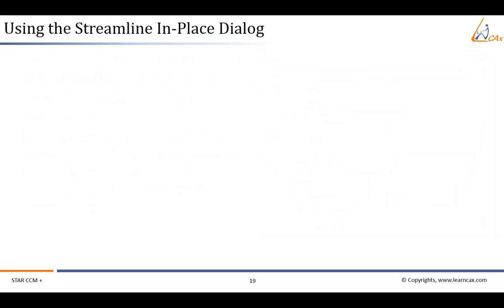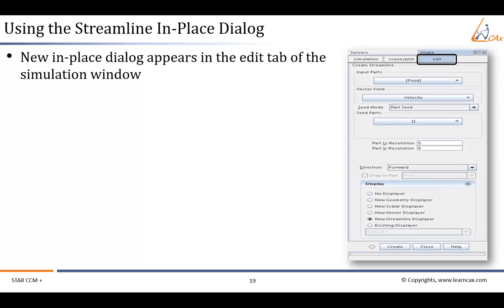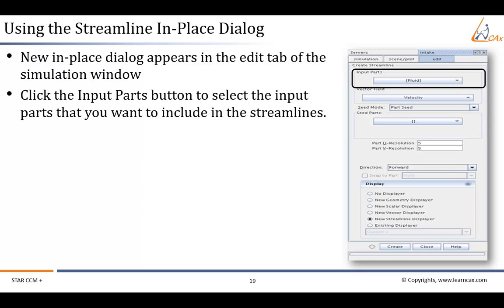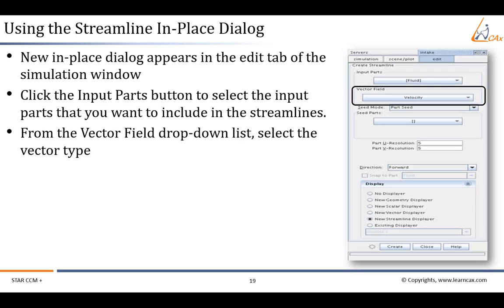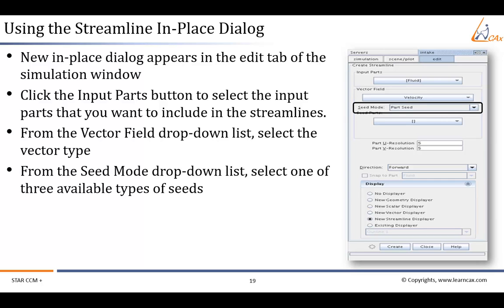Let us see how to create streamline using the in-place dialog. Depending on certain conditions, while creating streamline, an in-place dialog box may appear. This dialog helps to define the derived part. Let us see the steps in this process. 1. Click the Input Parts button to select the input parts that you want to include in the streamlines. 2. From the vector field drop-down list, select the vector type. 3. From the seed mode drop-down list, select one of the 3 available types of seeds.